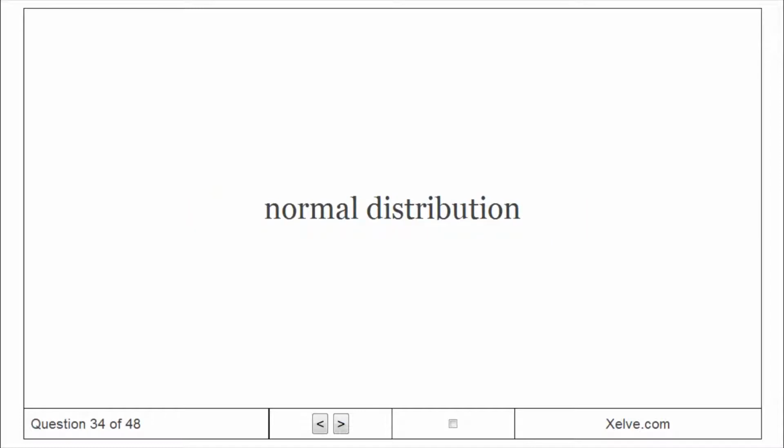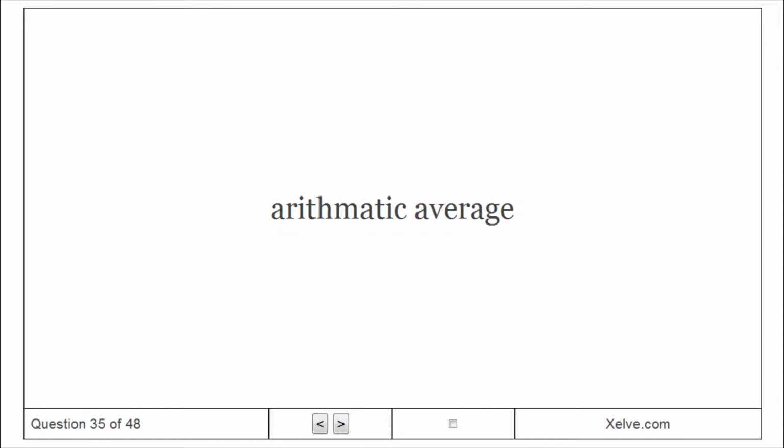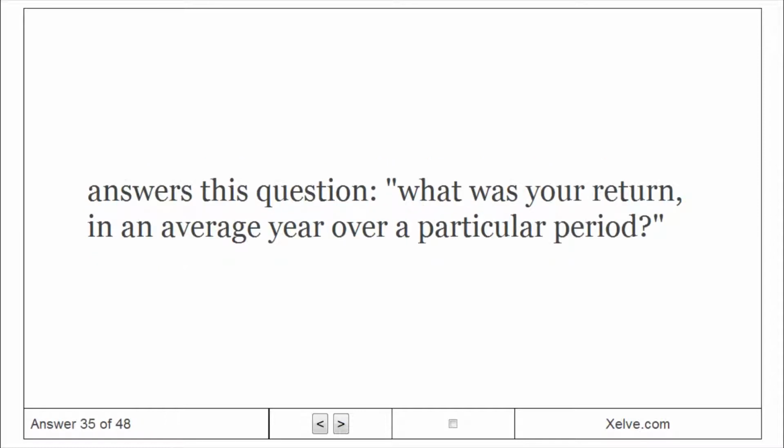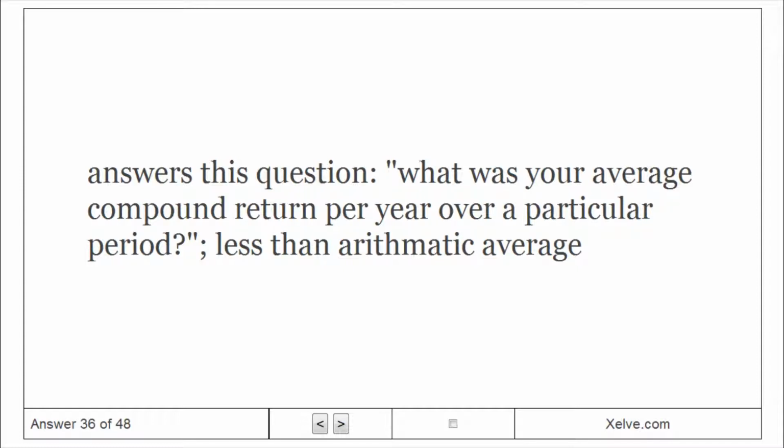Normal distribution: a symmetric frequency distribution, bell-shaped, completely described by the mean and variance. Arithmetic average answers this question: what was your return in an average year over a particular period? Geometric average answers this question: what was your average compound return per year over a particular period? Less than arithmetic average.